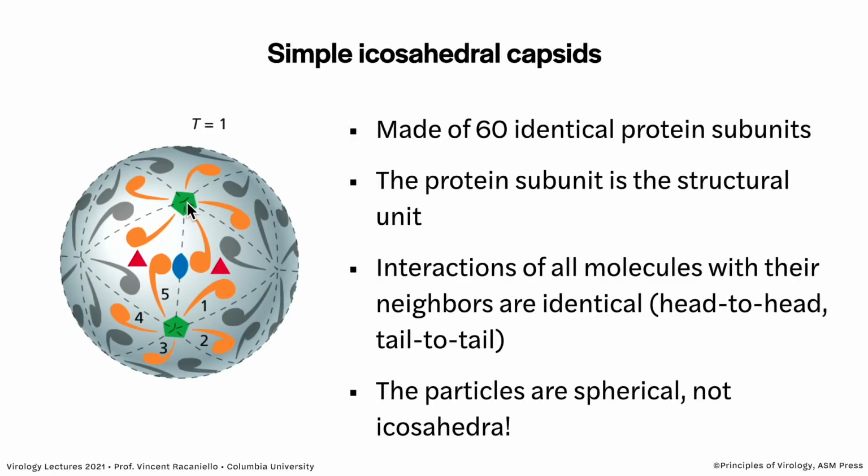And in this illustration, you can see 5 orange commas. The comma is the protein subunit, and it's also the structural unit. They're all interacting with each other in the same way, head-to-head and tail-to-tail. There's, by the way, a 5-fold axis of symmetry: 5 copies of the protein around it, a 2-fold axis in blue, and a 3-fold axis, the red triangle. And just remember, these are spherical. They're not icosahedral, but the way the proteins are arranged follows the rules of icosahedral symmetry.